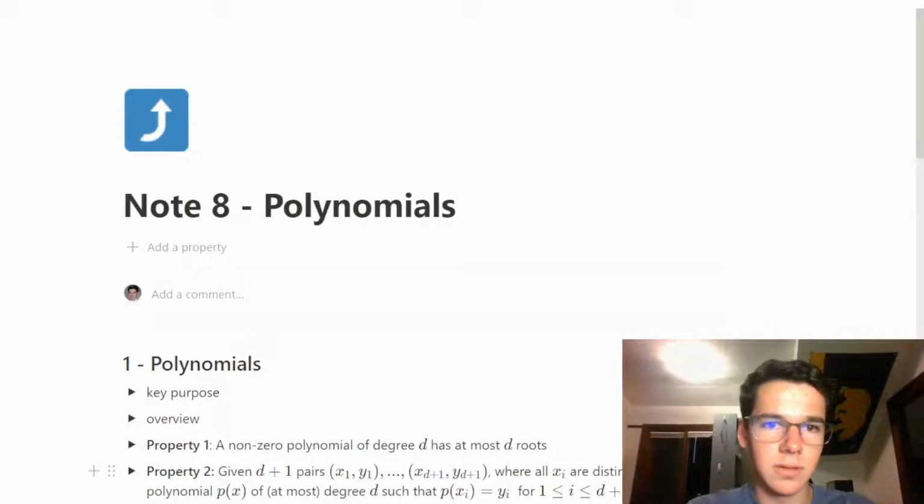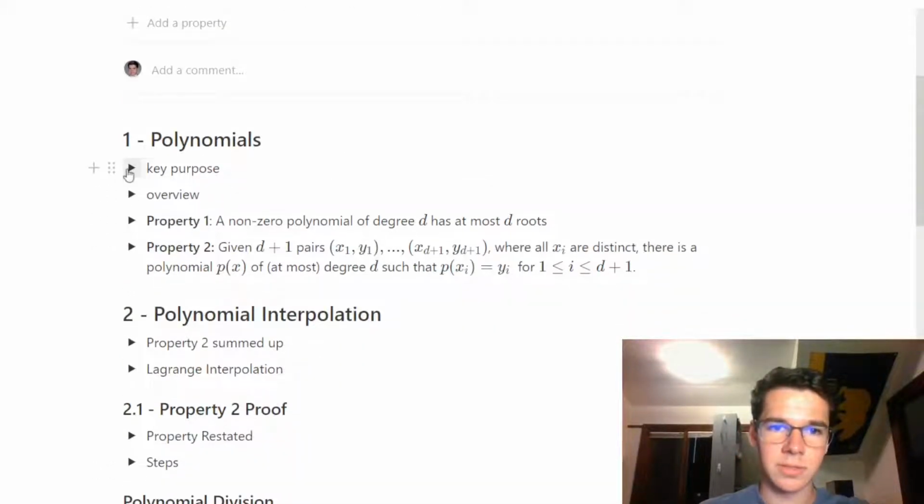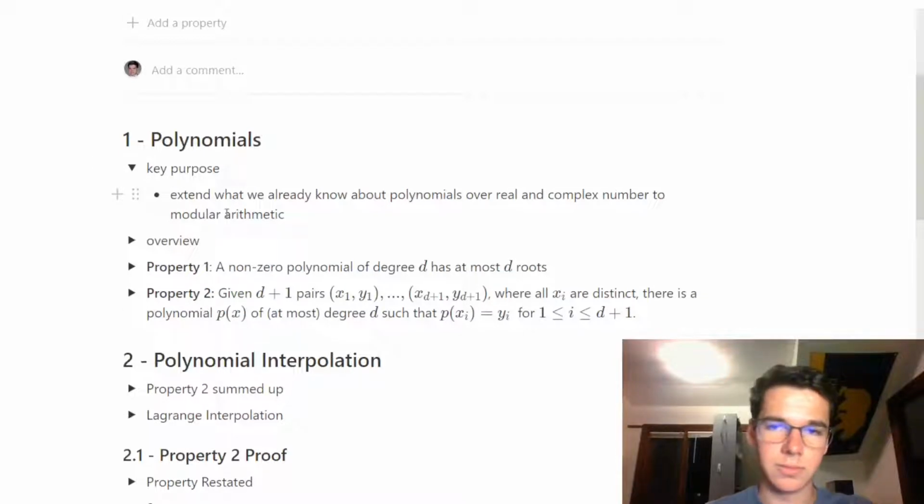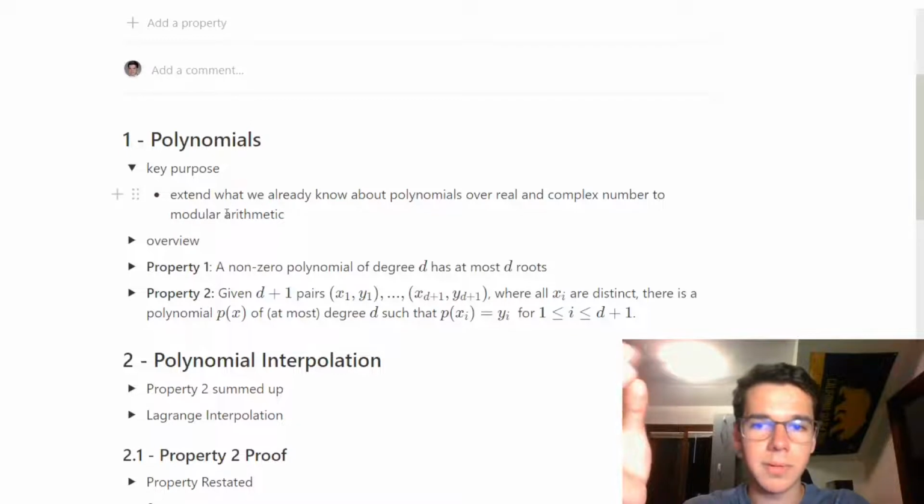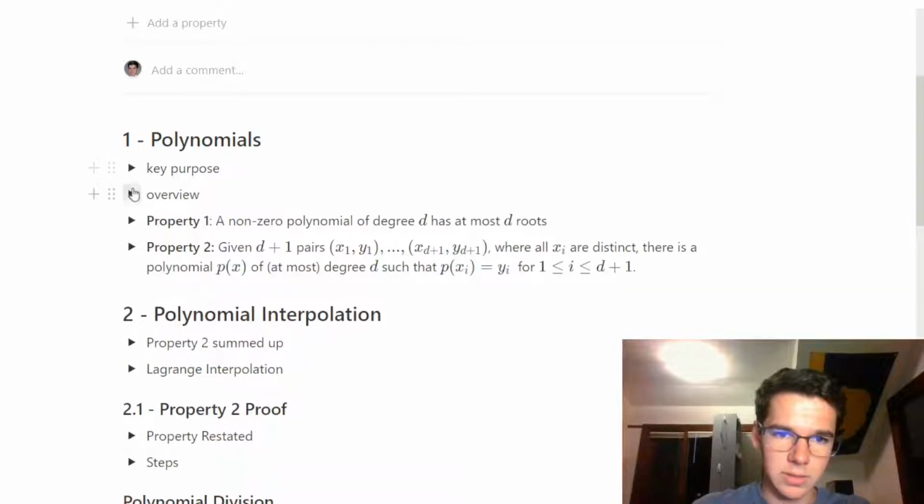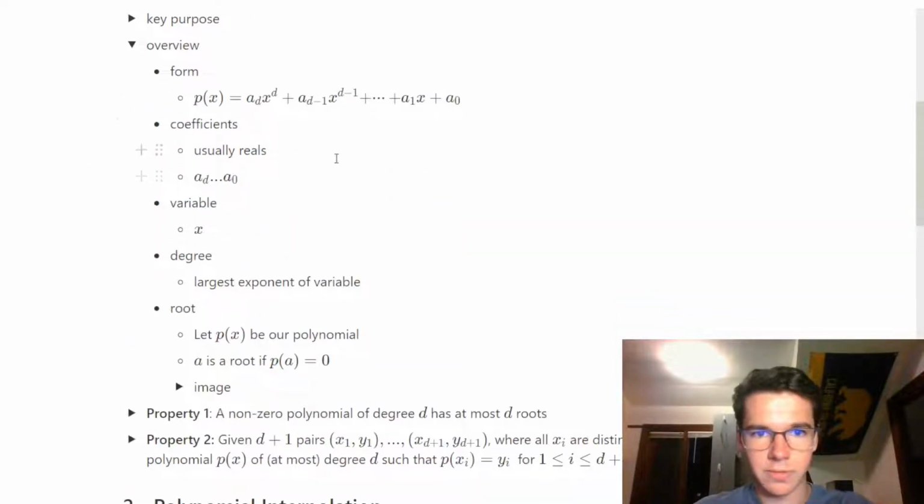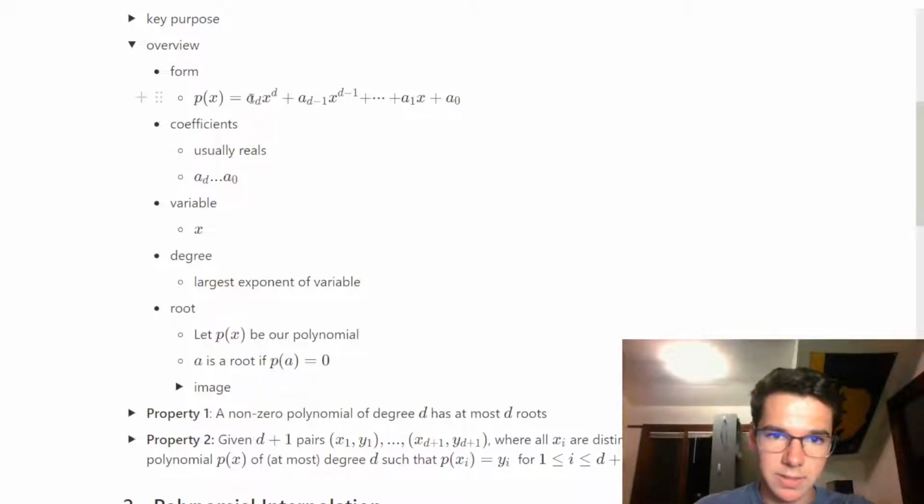Alright, nice. So this is note 8 in CS70, and this one is going to cover polynomials. The key purpose of polynomials, at least the way we're going to use it in this class, is to take what we already know about polynomials over the real and complex numbers and then apply it to modular arithmetic. So I'm sure we're all fairly familiar with it, but just to start out with some definitions.